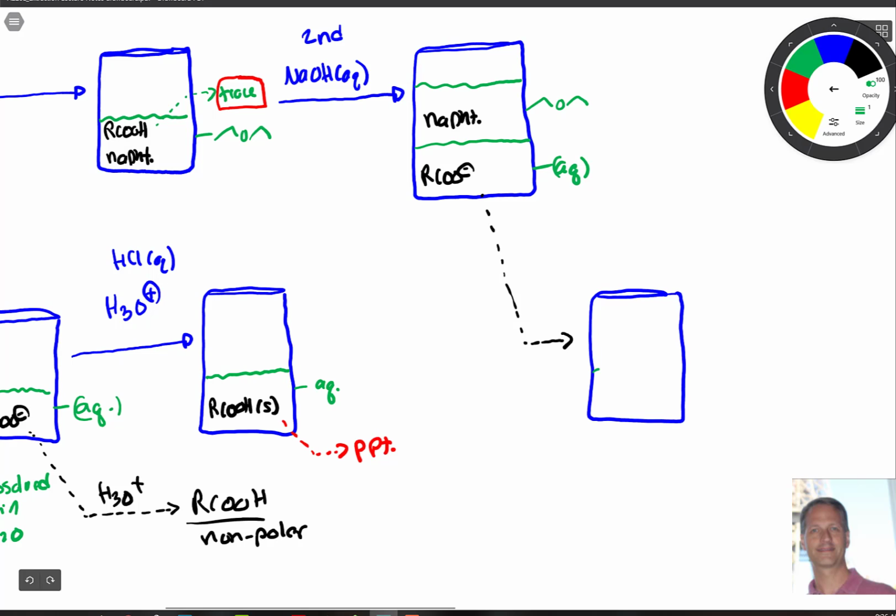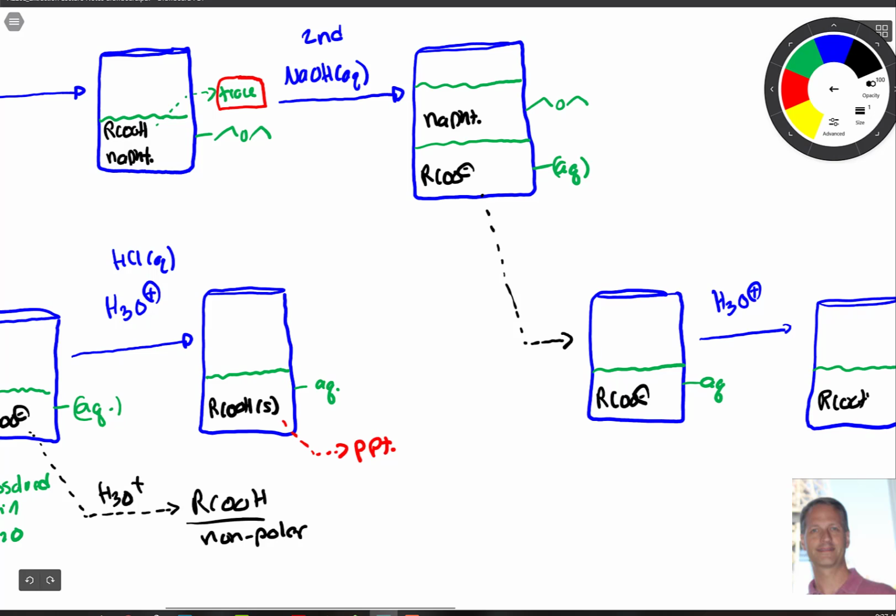So same idea, right? Here you have your aqueous. Here you have RCOO minus. And to see if it's present, you would add H3O plus. So when you do that, you're going to have your aqueous solution up here, and then you'll have RCOOH solid down there below.